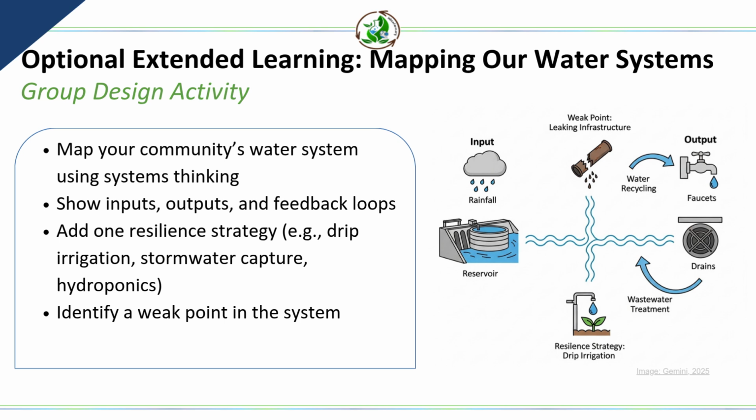Show the inputs, where water comes from, the outputs, where it goes, and any feedback loops, how one part affects another. Then add one resilience strategy like drip irrigation, stormwater capture, or hydroponics. Finally, identify one weak point in your system where water could be lost or mismanaged. I'll walk around and ask questions to help you think through your maps. Remember, small changes can have a big impact.